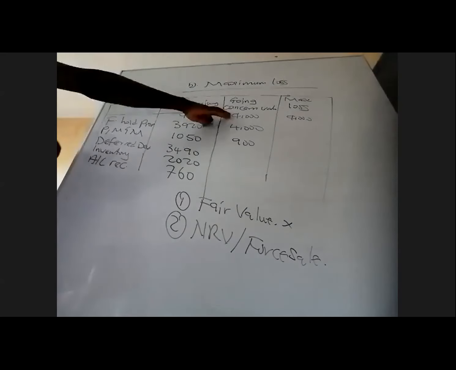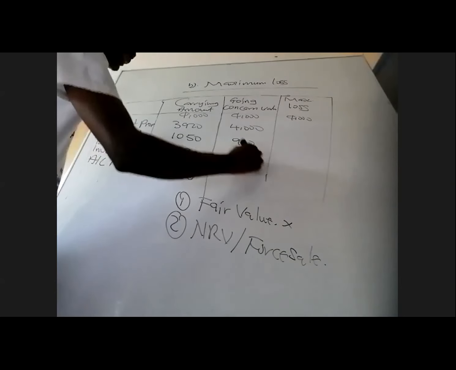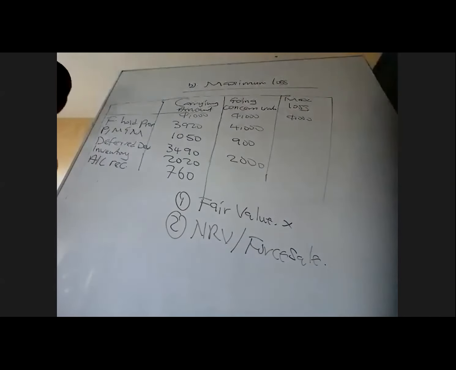So 900,000, right? 900. Check note 3. Note 3 says that the deferred development expenditure has been patented. It is estimated that if the company is liquidated, it will realize 2 million. So the value will also be 2 million. Have you seen how we are picking the figures? The fair value wasn't given in this question, unlike the next question, question 2, where the fair value was given.